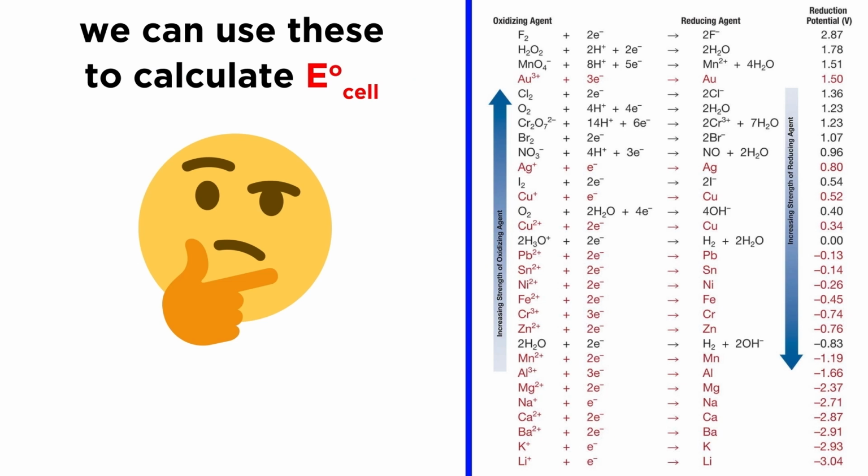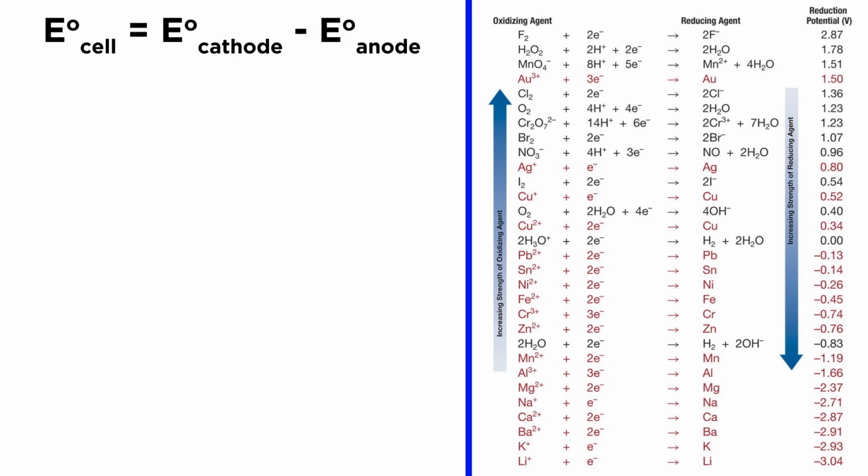With these values tabulated, we can just refer to them if we wish to calculate E cell for any hypothetical galvanic cell. We simply use the equation E cell equals E cathode minus E anode. Just plug in the standard reduction potentials for any two materials, and we can easily calculate the cell potential for the cell that would result when we put those two materials together.